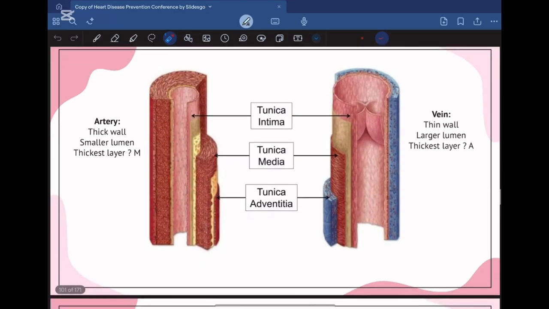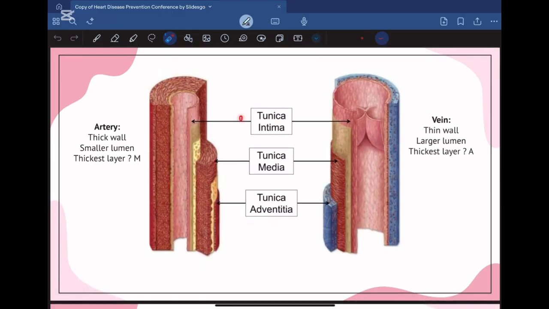Starting with histology, guys, all blood vessels have these three important structures in the wall: tunica intima, media and adventitia. Except capillaries. Now from the picture, if you want to compare arteries versus veins, we will find that the artery has a narrow lumen, a very thick wall, and what is the thickest layer? Tunica media, as we can appreciate here.